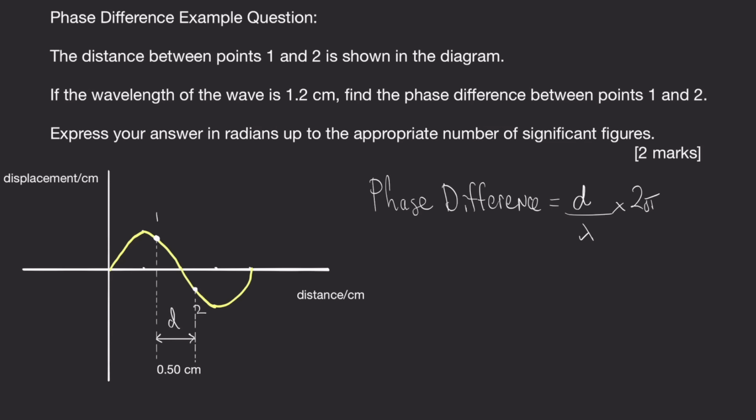Our phase difference is the distance between the two waves, which is just 0.50. Divide that by the wavelength, which is given in the question, 1.2. Multiply this by 2 pi.